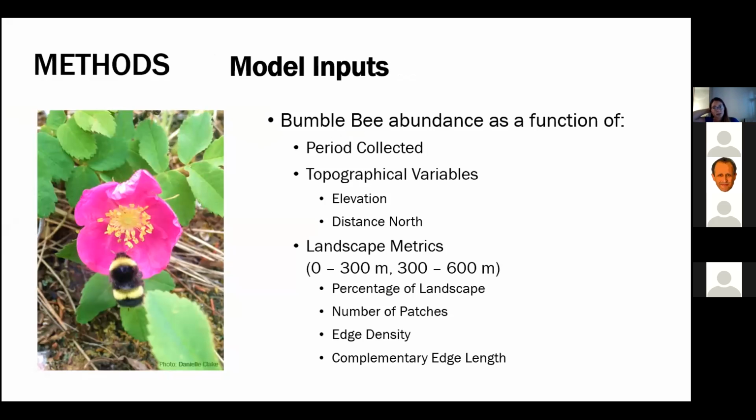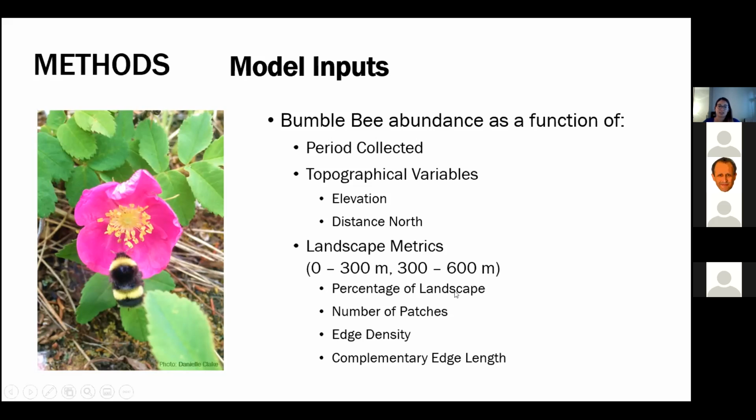And so we created models of bumblebee abundance as a function of the period collected, so whether it was earlier or later in the season, and whether it was in 2017 or 2019, as well as topographical variables such as elevation and the distance north. We just put those in the model to try and pull out those effects from the land cover effects that we were interested in.